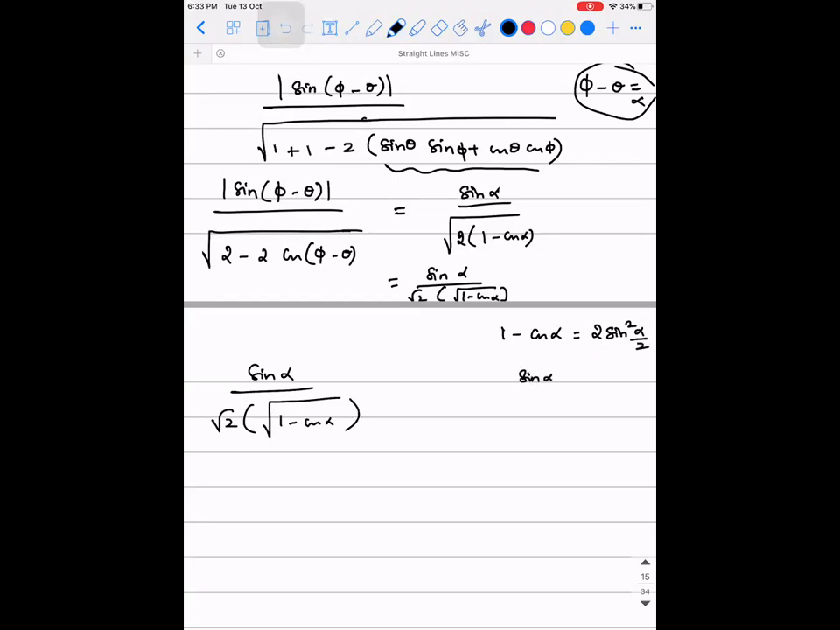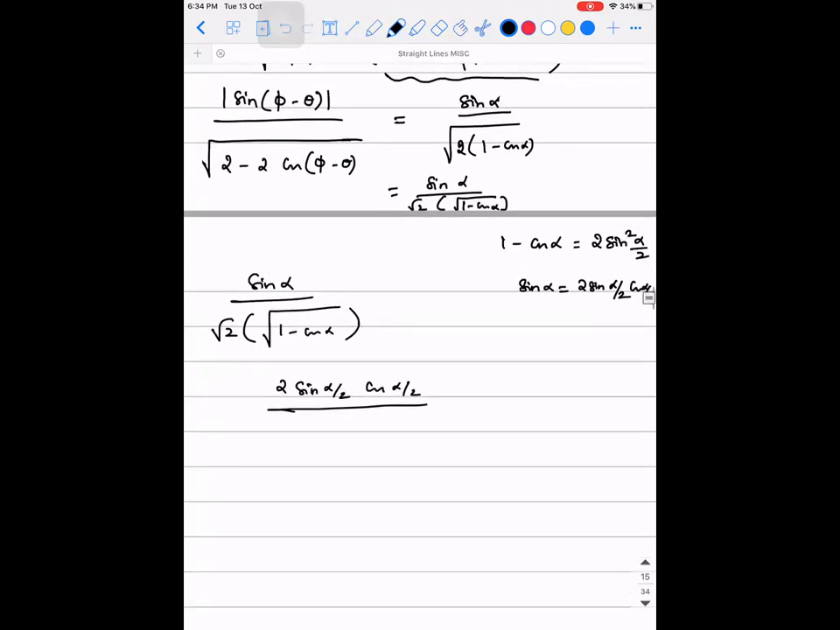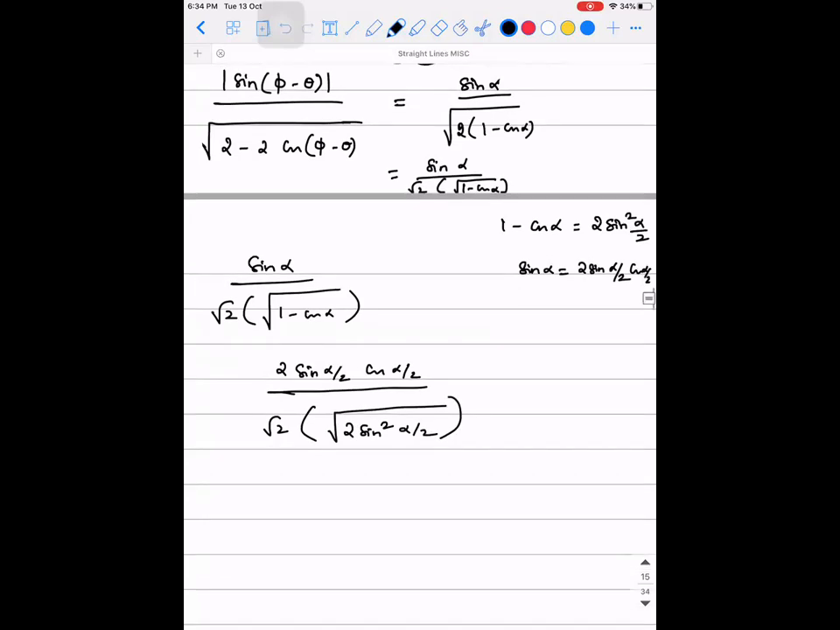Similarly, sin theta is nothing but 2 sin alpha by 2 cos alpha by 2. So when you write it, you get 2 sin alpha by 2 cos alpha by 2, the whole divided by root 2 into root of 2 sin square alpha by 2. So this will be 2 sin alpha by 2 cos alpha by 2 divided by root 2 into root 2 is 2. Root of sin square alpha by 2 is sin alpha by 2. So 2 and 2 will get cancelled.